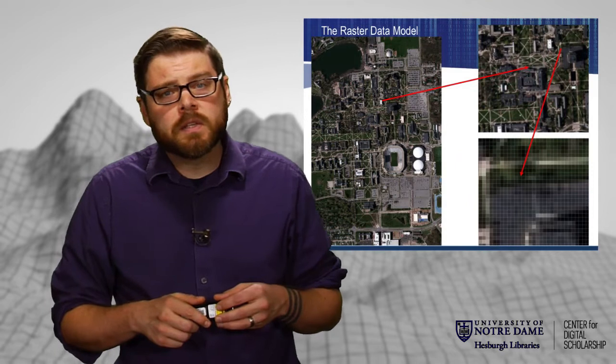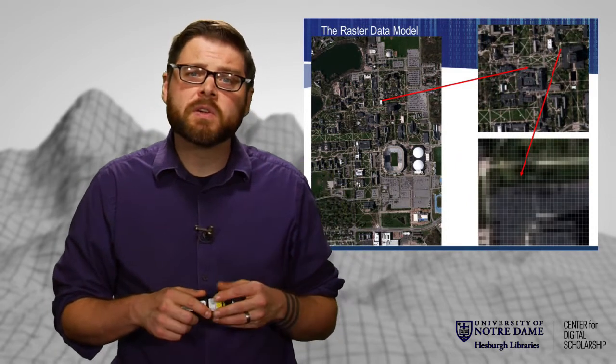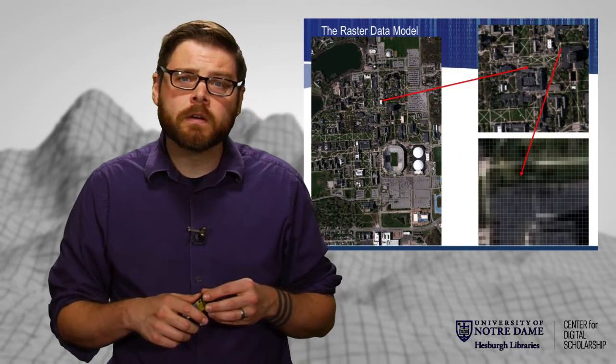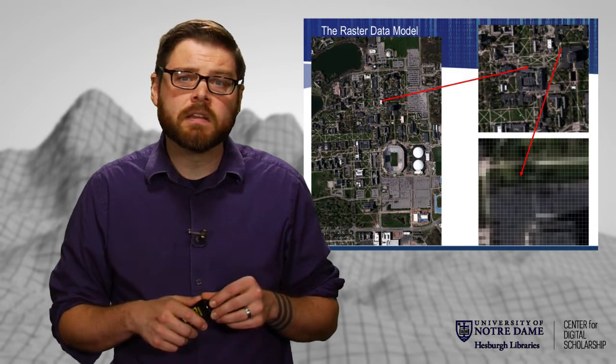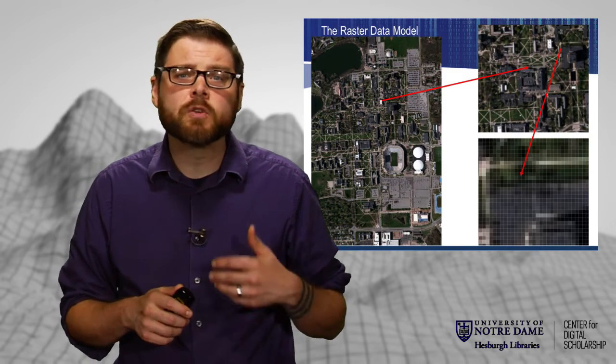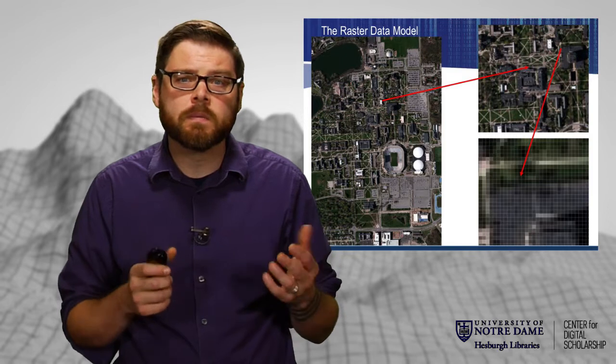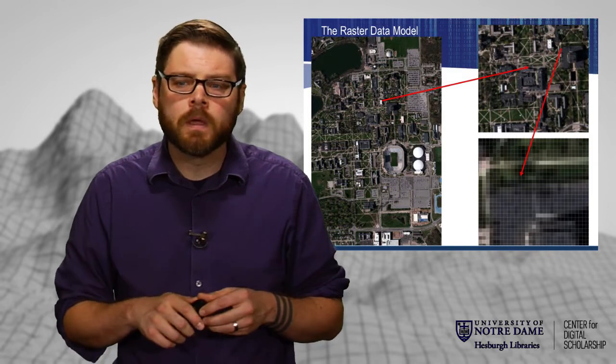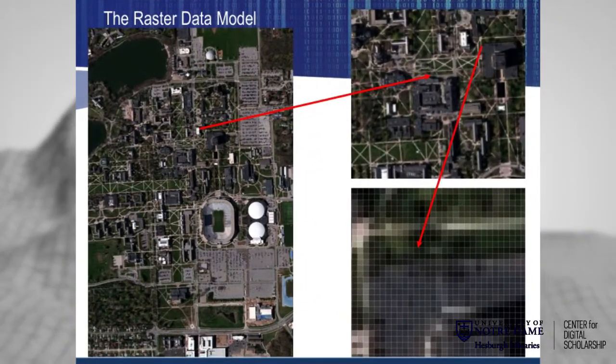So raster data, as I hope you remember, are data that are based on pixels. So if we zoom in far enough on a raster data layer, we eventually see the individual pixels making up that image. We can't zoom in any further onto those pixels. They're always going to be a set amount of data. Just like what we see in this image here, we zoom in far enough on Notre Dame campus, we see the individual pixels of the image.